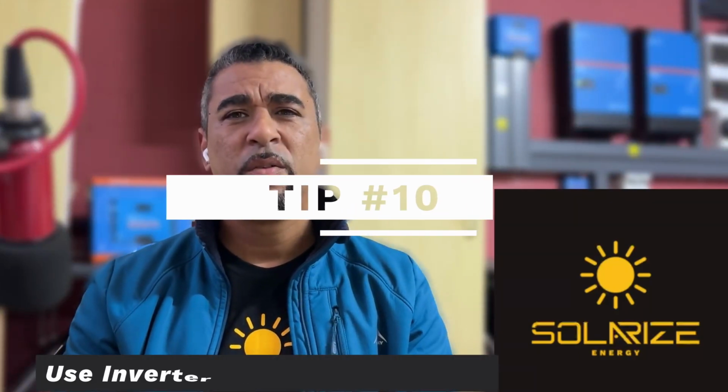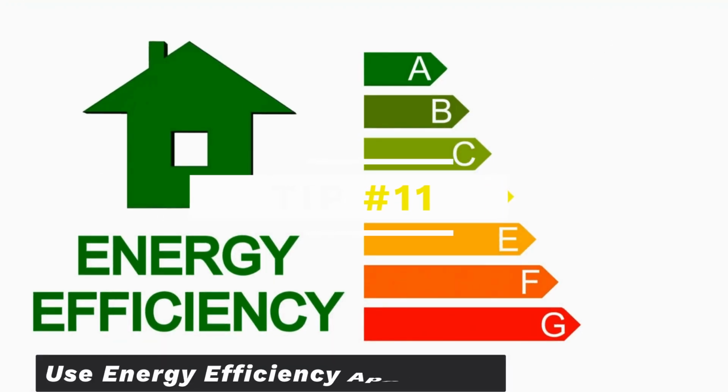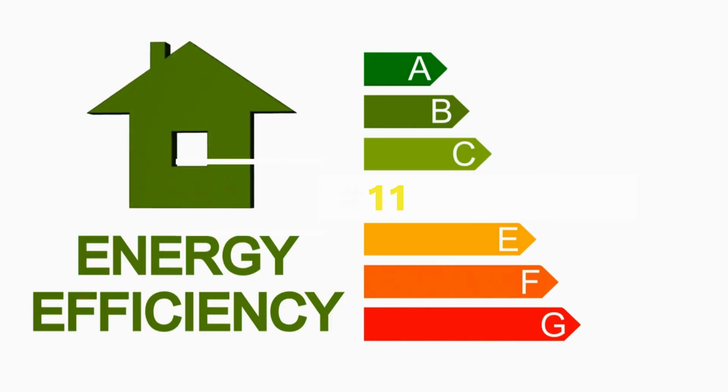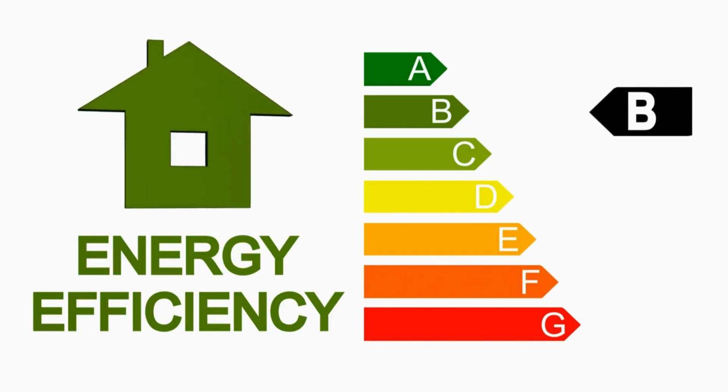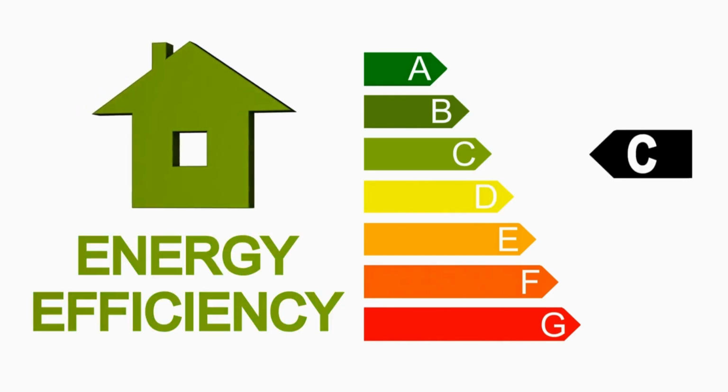Number 10, for those who are in the market for some air conditioning unit, consider going for the inverter type air conditioning units because they are more energy efficient than your conventional air conditioning split units. So tip number 11, consider using high energy efficient appliances, that is fridges, dishwashers, washing machines and tumble dryers if you are in the market for those.